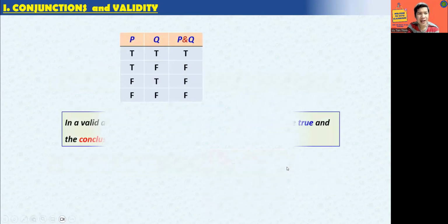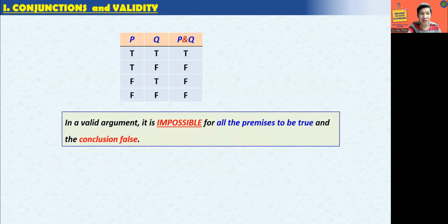Now let's come back to the theory. In a valid argument, it is impossible for all the premises to be true and the conclusion false. It means when all the premises are true, the conclusion must be true. So we just consider the case when all the premises are true. Then we have 4 cases here, 4 lines. There is just one single case when all the premises are true. We don't care about the others because one of the premises is false.